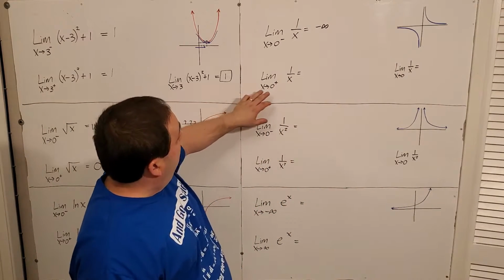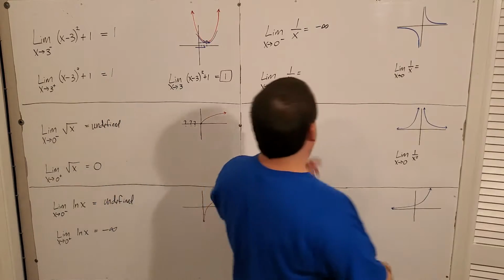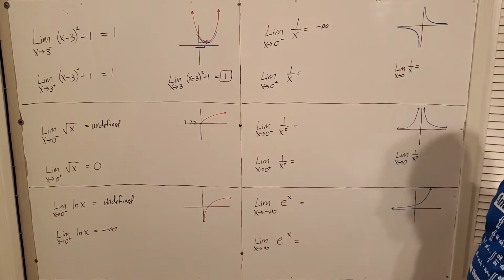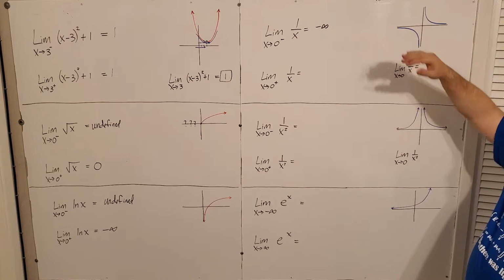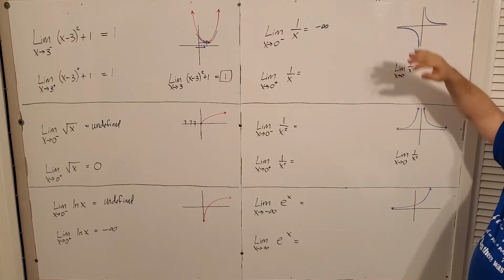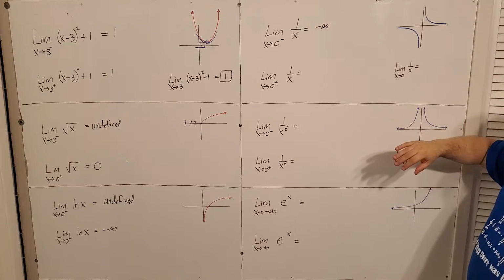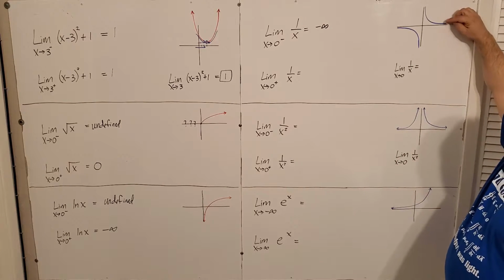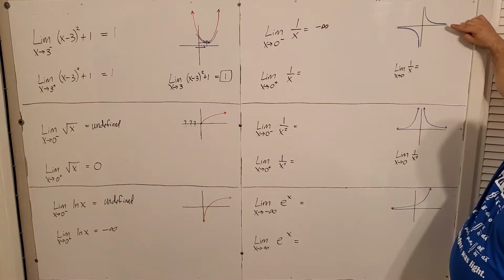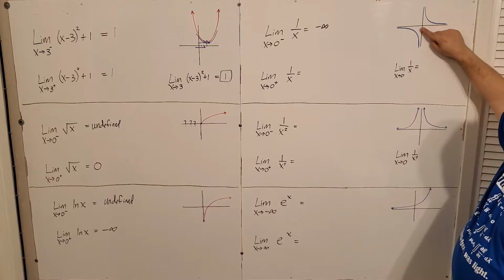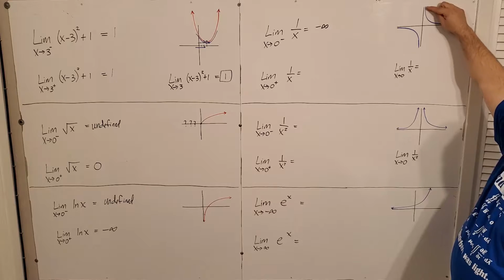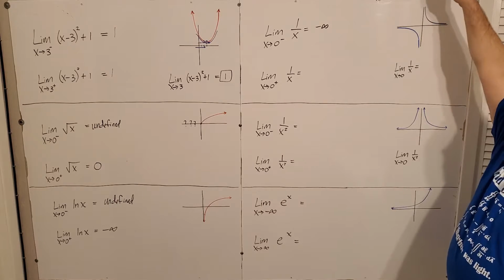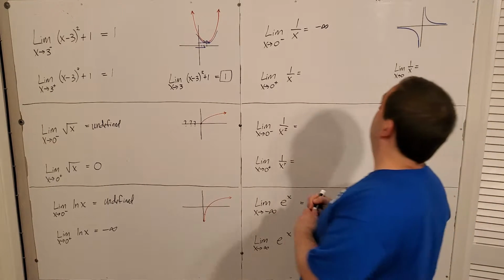Okay? From the right, I'm plugging in nothing but positive numbers, but the numbers are getting smaller and smaller. 1 over 2, 1 over 1, 1 over 0.5, 1 over 0.1, 1 over 0.01. Okay? And what's happening is the closer I get to 0, right? Because here's x equals 0. The closer I get there, the more I have to ride up this curve. And it's going to go up to infinity this time.